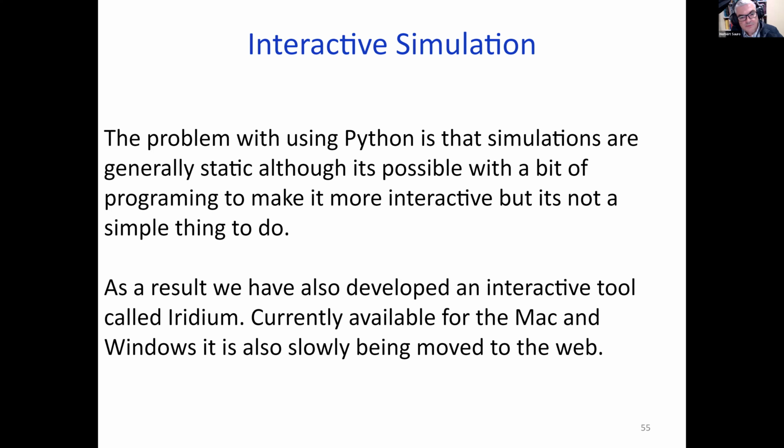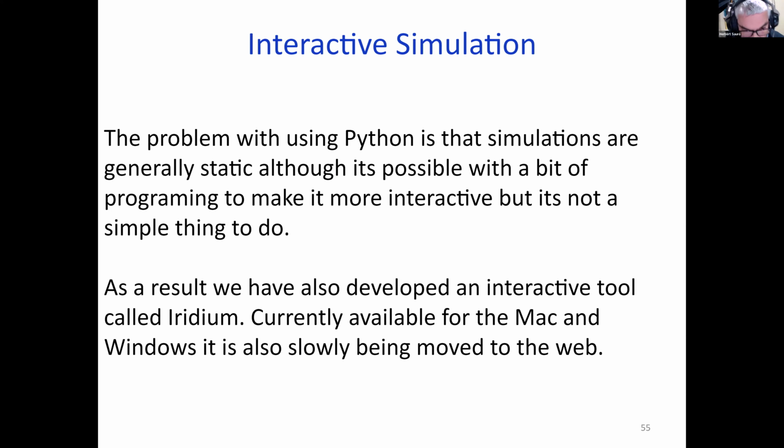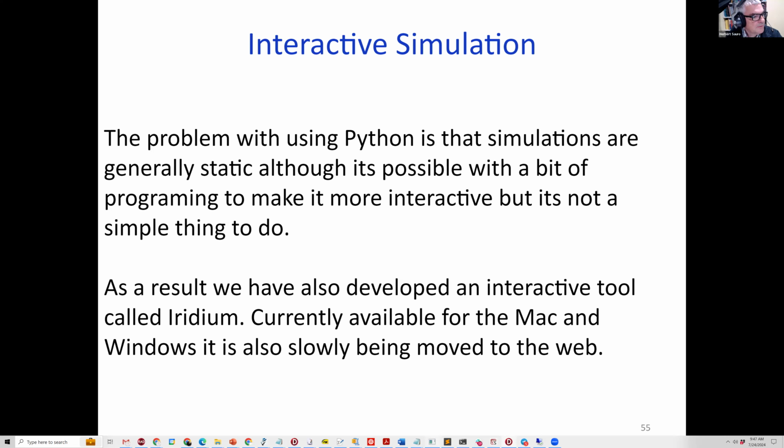Oh, right. I was going to show you something. Let's show you this. One of the things with Python is that simulations are generally static. I get curves like this. I hit the run button and I see a set of curves. Change the parameter, hit the run button again, see another static image. Wouldn't it be nice if we had a more interactive simulator? And we have a tool. It's not yet released. It's in beta, which I shall show you.